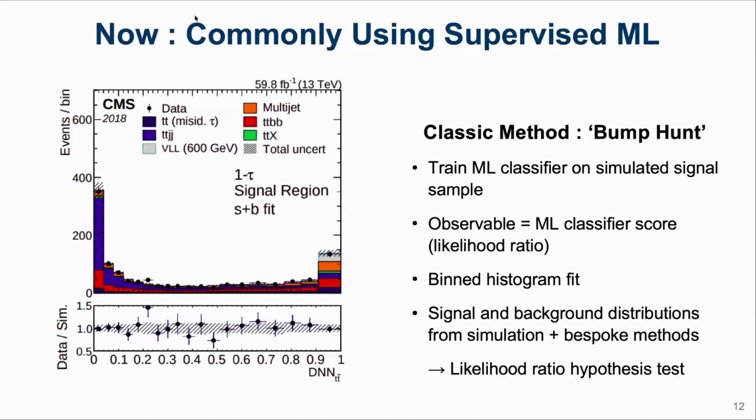Now, commonly, people are using supervised machine learning for this and saying, okay, I don't want to waste all that nice high dimensional information. Let me pick this 1-dimensional observable that I'm going to do the final hypothesis test on very, very carefully. I'll train a machine learning classifier to identify Higgs bosons versus everything else. And the 1D observable that I'll do my final statistical test on is the distribution of the classification score of that neural network.